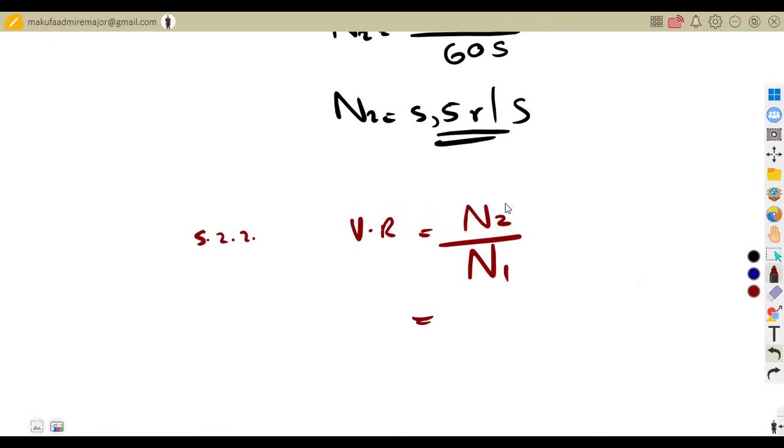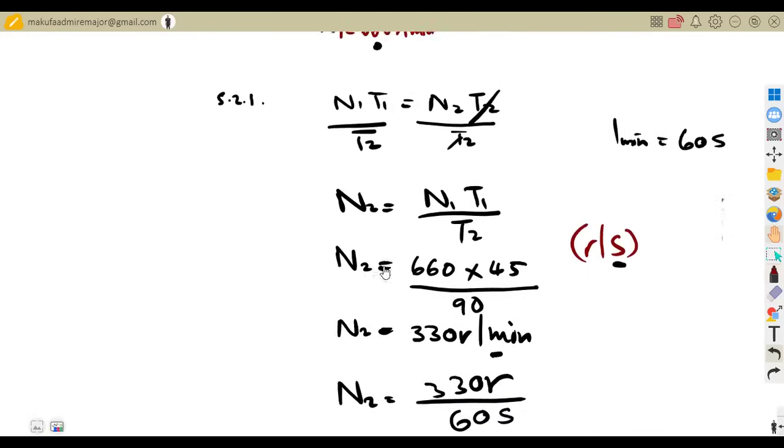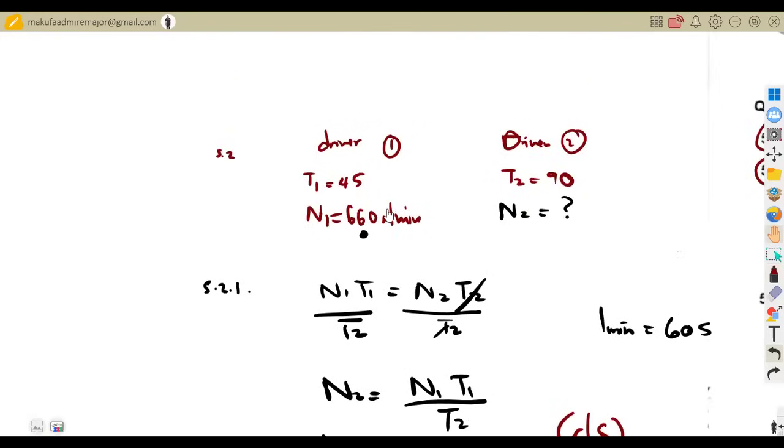So it's going to depend. Are you going to use revs per second or revs per minute? All right. Since N1 on the driver is in revs per minute, as we saw here, and we never converted it to revs per second, you're just going to use the revs per minute.